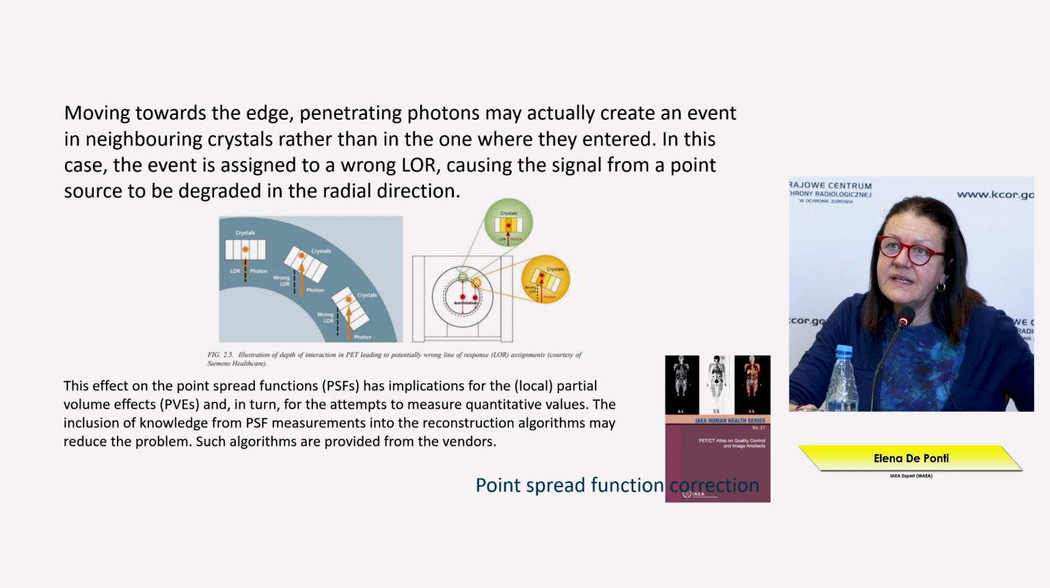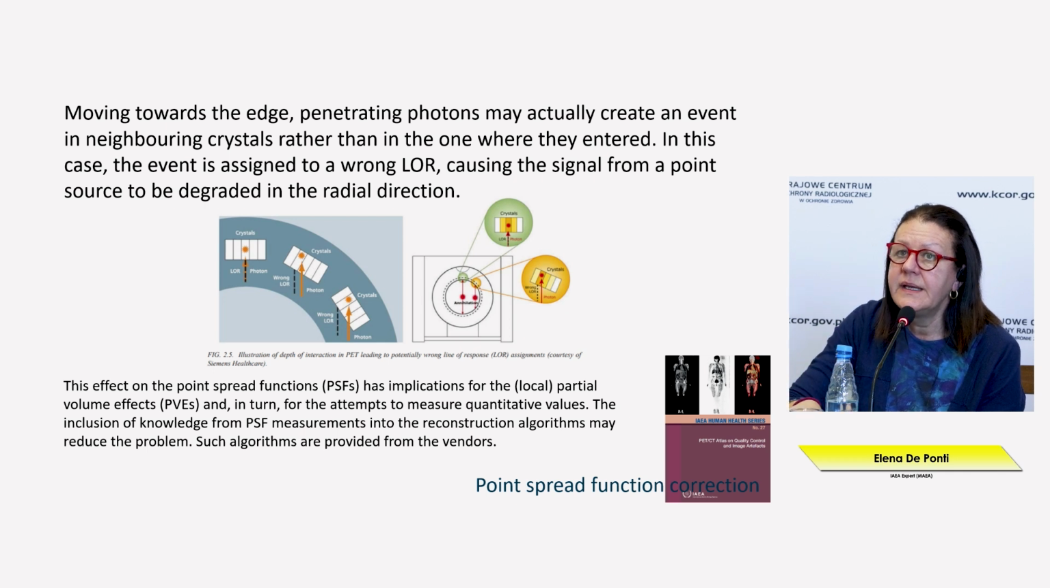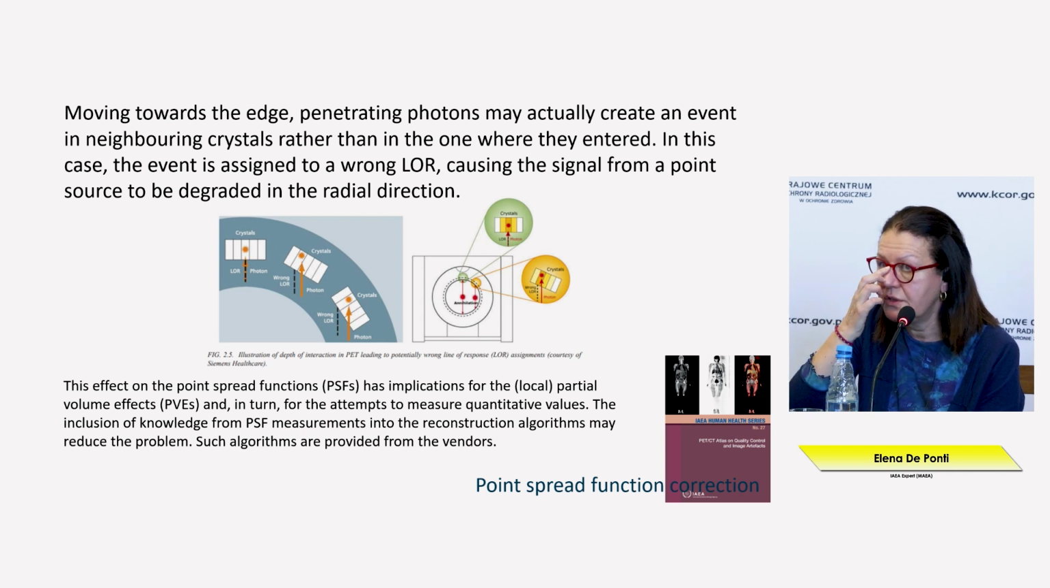Another correction that is very important and is available on our scanner is the correction for the point spread function. We know that moving towards the edge of the field of view, the high energy photons may impact on the crystal and go deeper to release energy and produce light in a crystal that is different from the crystal on which they have impacted. And this results in a degradation of the spatial resolution the more we move towards the edge of the field of view.